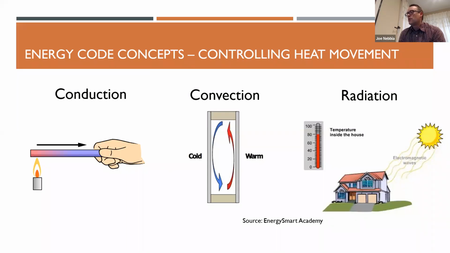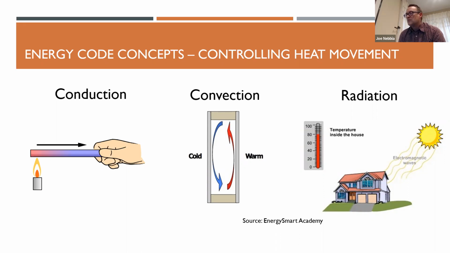So before we start with the insulation and window tables, I want to talk a little bit about what the code is trying to do, because that has some impact on how you comply with the code and what the requirement actually means. So a large part of the energy code, the large goal in the energy code, is to try to control heat movement, try to keep our hot air in the winter and our cold air in the summer. And it attempts to do that in several ways.